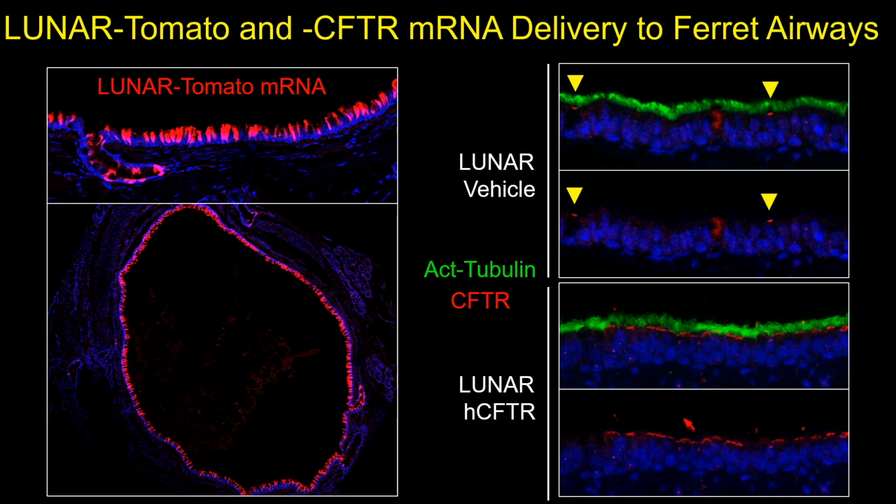But here's CFTR staining. You can see CFTR in the apical boundary here, right below these cilia. This is the vehicle-treated control. You can see here, probably this is an ionocyte with a very definitive cap, and maybe this is a high-level expressing secretory cell.